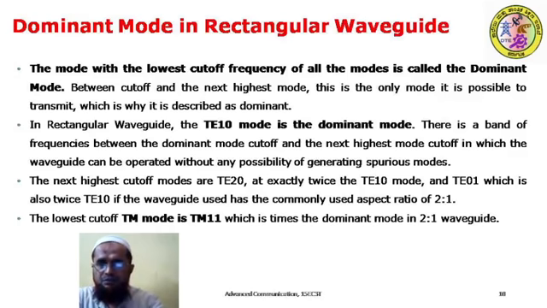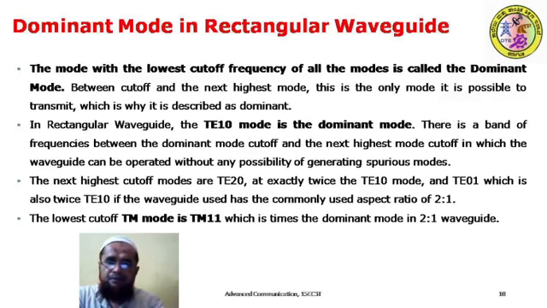What about the circular waveguide? Last slide itself we have seen. What is the dominant mode in circular waveguide? Yes, come on. TE11. Yeah, exactly right. TE11 in circular waveguide is the dominant mode there, but in rectangular waveguide, it is TE10.